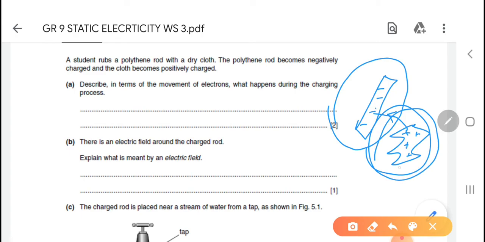The cloth is positive and the rod is negative, so they will attract. It will attract only once it enters the other one's electric field. So it is a region around a charged object where other charged objects experience the electrostatic force.